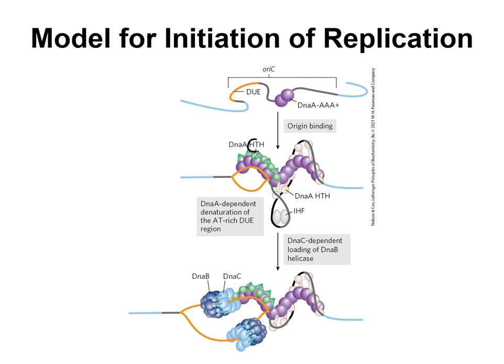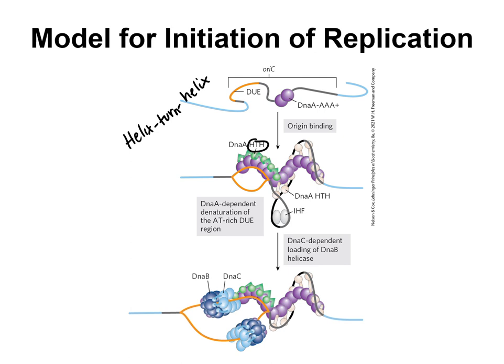This HTH, that's one of the domains of DnaA, and that stands for helix turn helix. And that describes a domain within DnaA that has a helix and then a turn and then a helix for its structure. And that's involved in helping the different subunits to interact with each other.